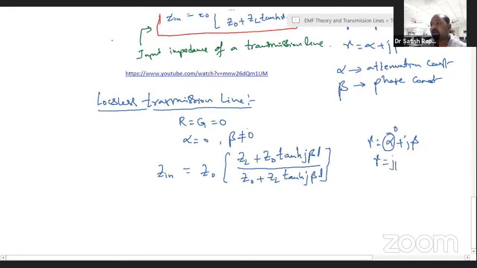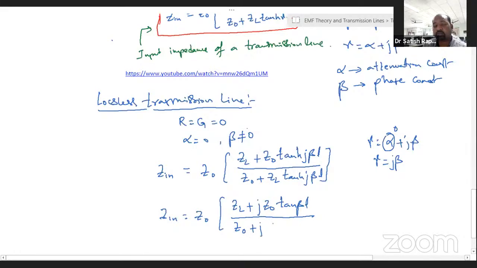Alpha is 0, so gamma is equal to j beta. Simply substituting gamma equal to j beta, you will get this expression, which can be further simplified like this. Zin is equal to Z0 times (ZL plus j Z0 tan beta L) divided by (Z0 plus j ZL tan beta L).